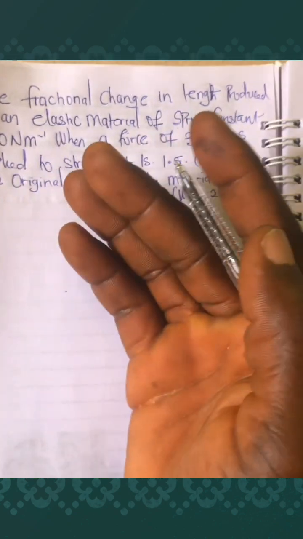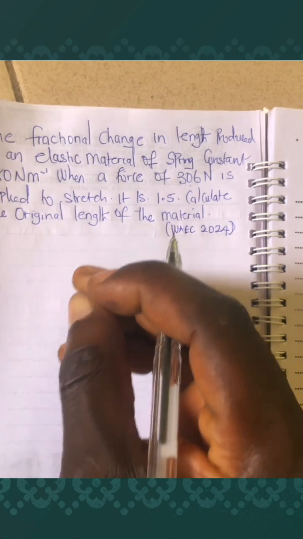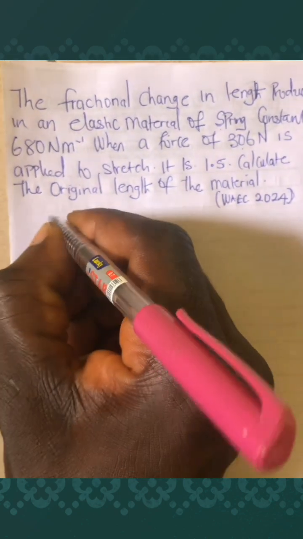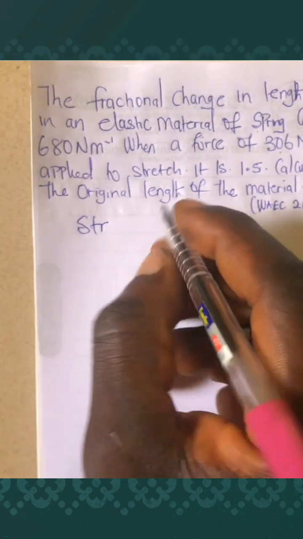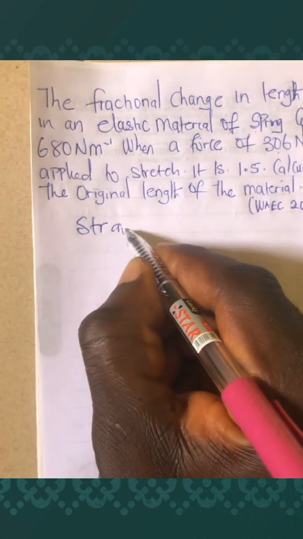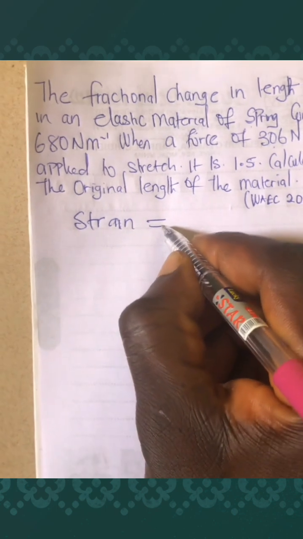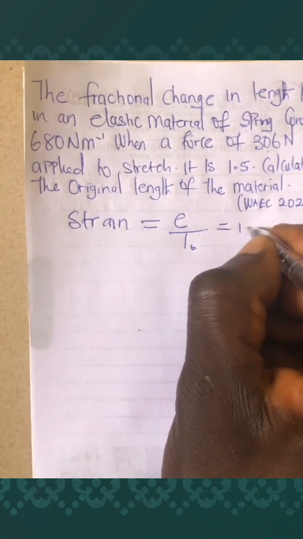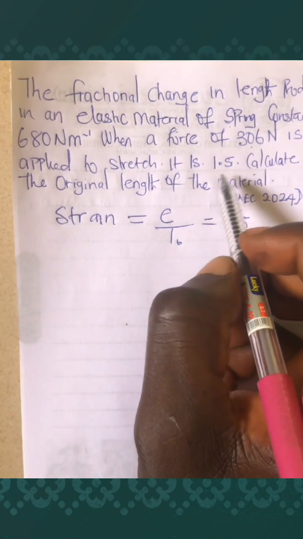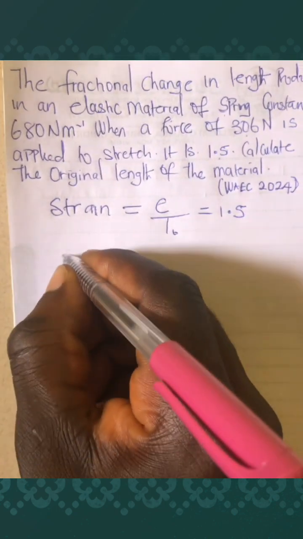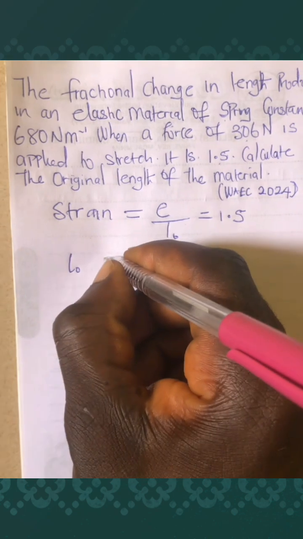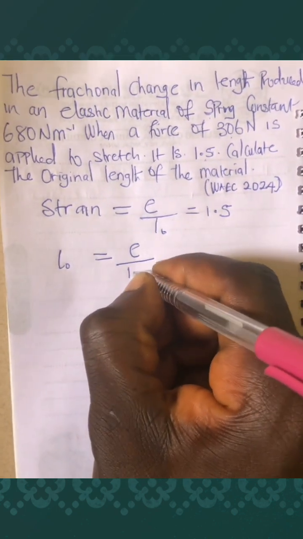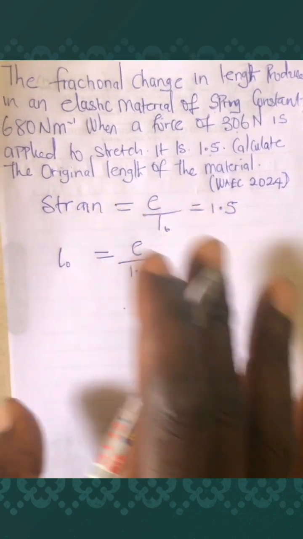Now we know from Young's modulus that it is stress over strain, and the strain is a ratio. So what do we do now? We know that strain, that's the solution. Strain is equal to extension all over the original length, which is equal to 1.5 because it does not have any unit. So the strain here is 1.5. So the original length will be equal to extension over the strain, which is 1.5. Okay, we are moving on.